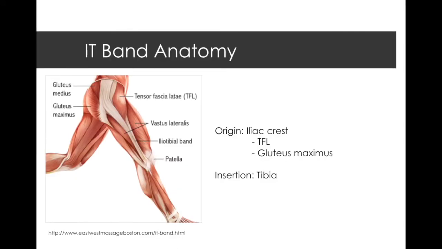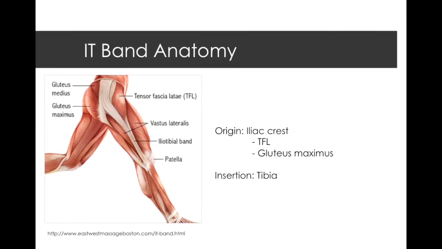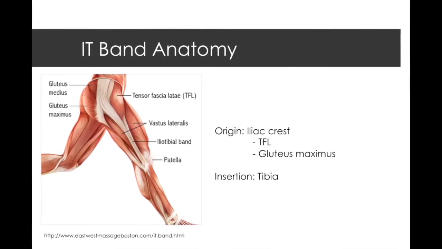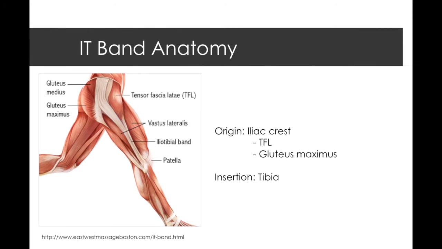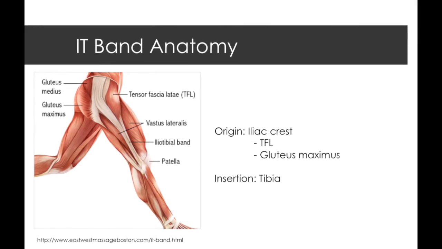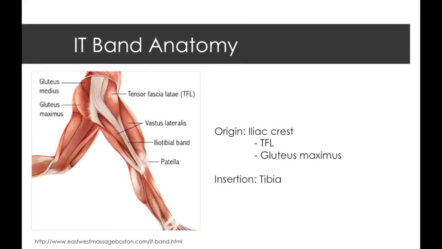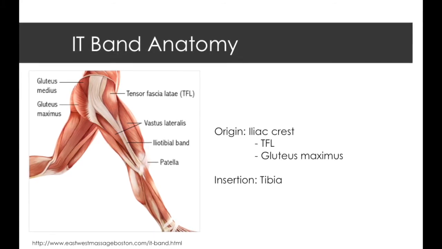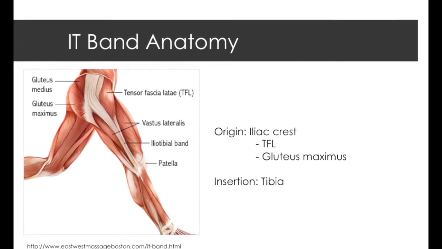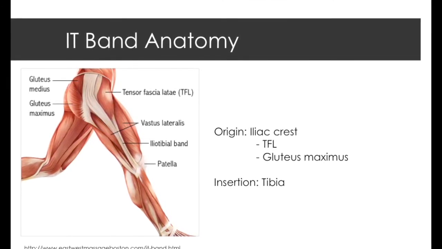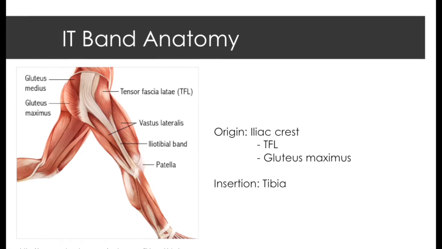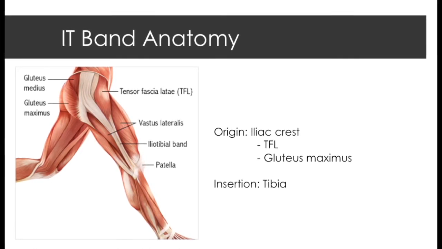Before we get into it, let us first look at the anatomy of the IT band to better understand this syndrome. The IT band is made up of strong, dense, regular connective tissue that vertically descends down the lateral side of the leg. It originates from the lateral border of the iliac crest, the tensor fasciae latae or TFL, and the gluteus maximus, and crosses over the lateral epicondyle of the femur, making its insertion onto Gerdy's tubercle on the tibia. This band of connective tissue crosses two joints, the hip and the knee.